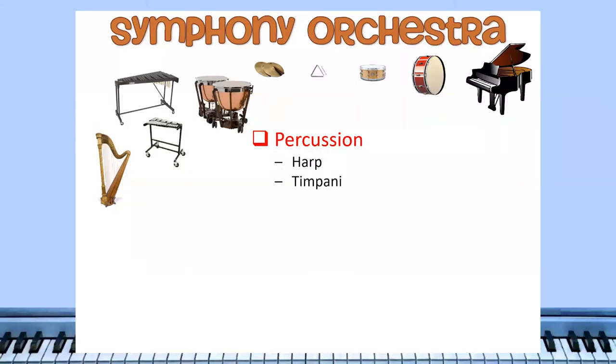Oftentimes related to those sounds of the angels, as one might imagine from the harp. Next, we have the timpani or the kettle drums that normally sit in the back of the orchestra.